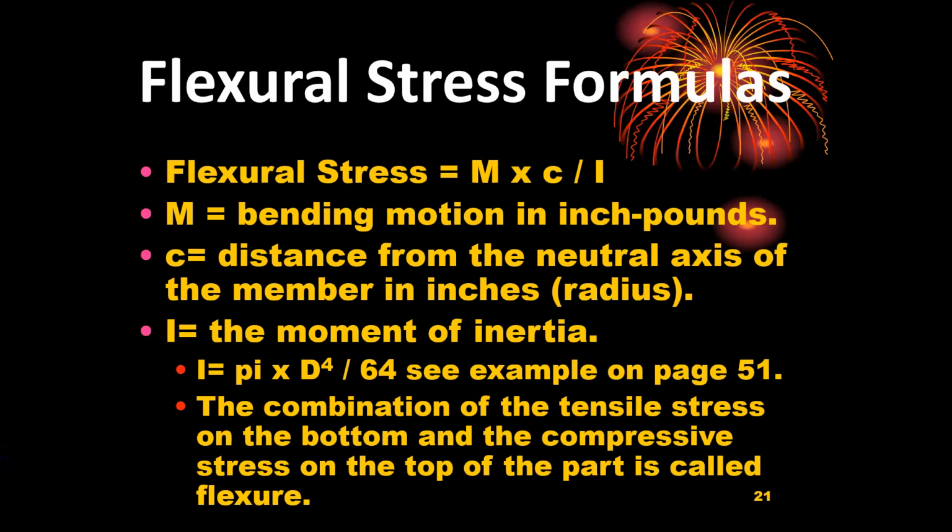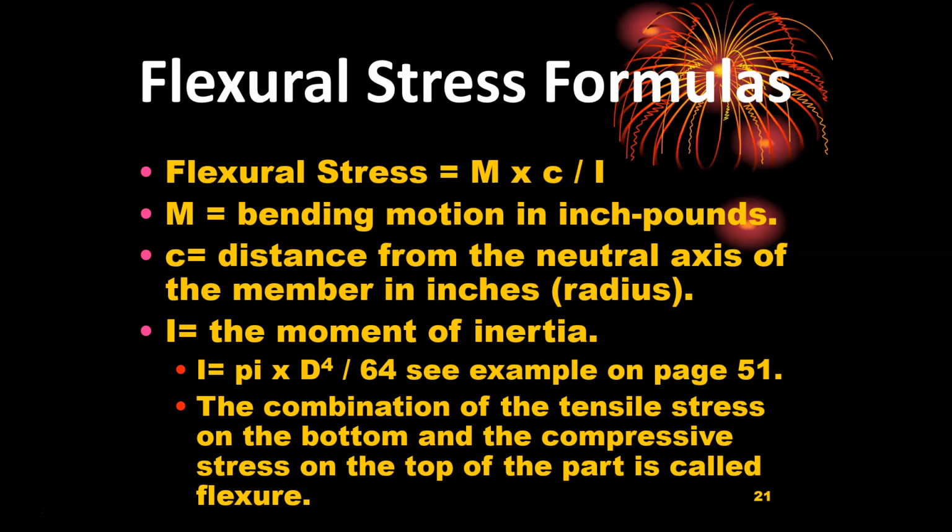Now there's a formula for that too. So the flexural stress formula is capital M times lowercase c divided by I. Okay? So M is the bending moment in inch-pounds. C is the distance from the neutral axis of the member in inches. Again, basically, it's just the radius. I is the moment of inertia. And again, I equals pi times the diameter to the fourth power divided by 64 this time, not 32. Okay, pi times the diameter to the fourth power divided by 64.